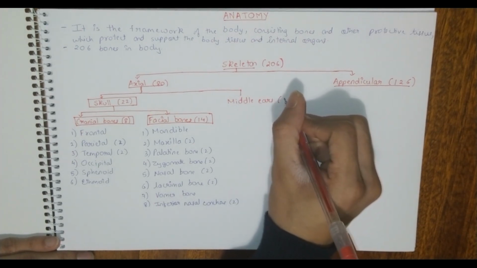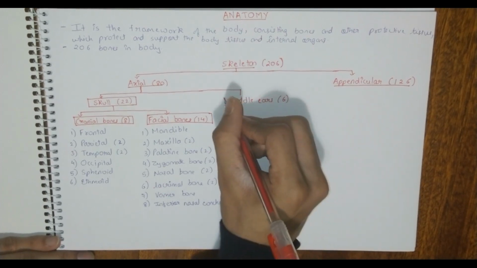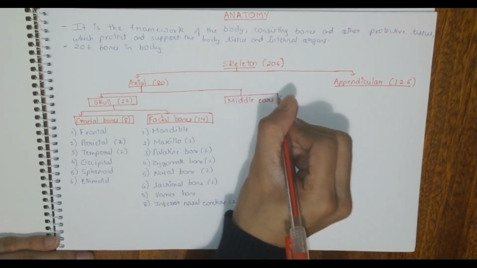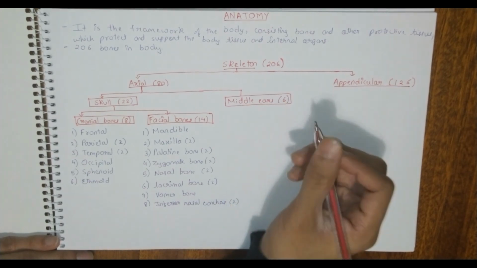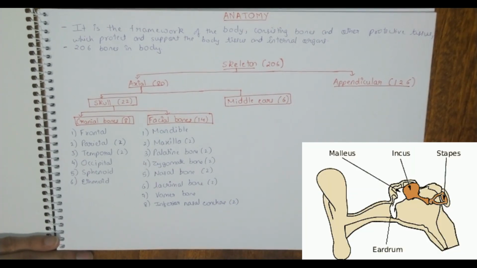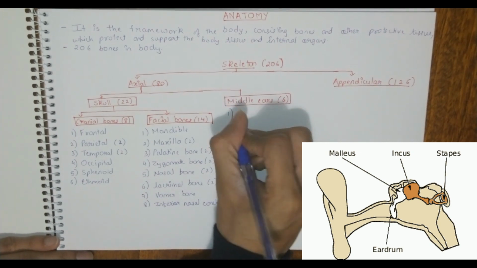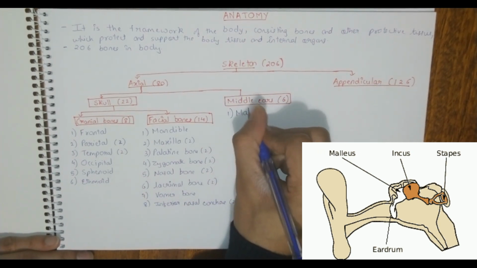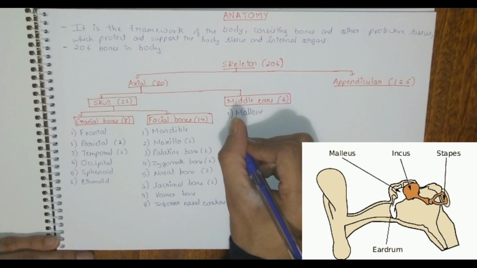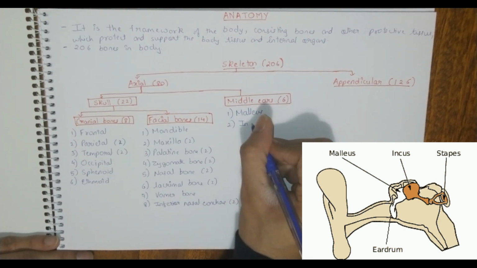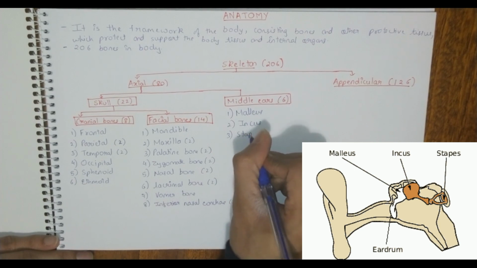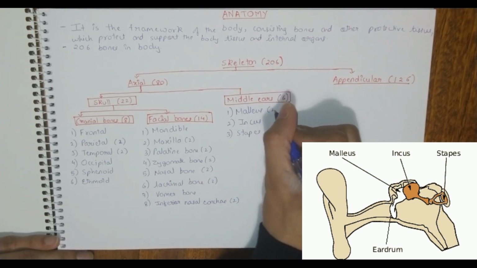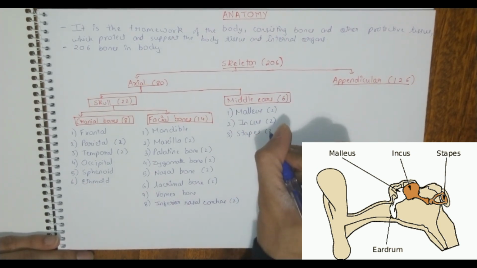Middle ears total, including both the ears, there are 6 bones, which are malleus, incus, and stapes, each of which are 2 bones.